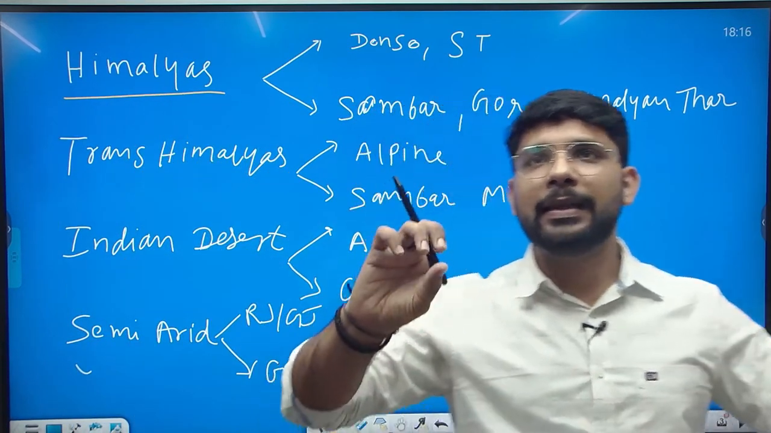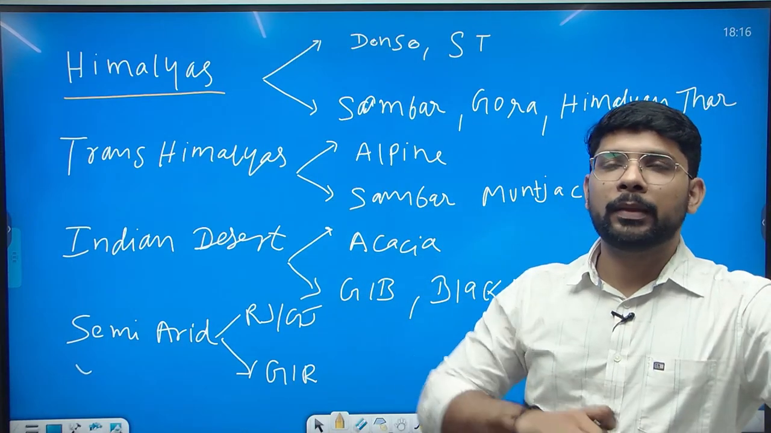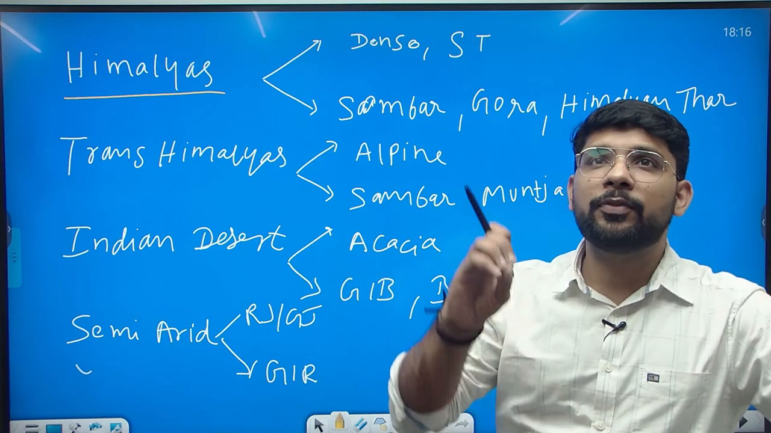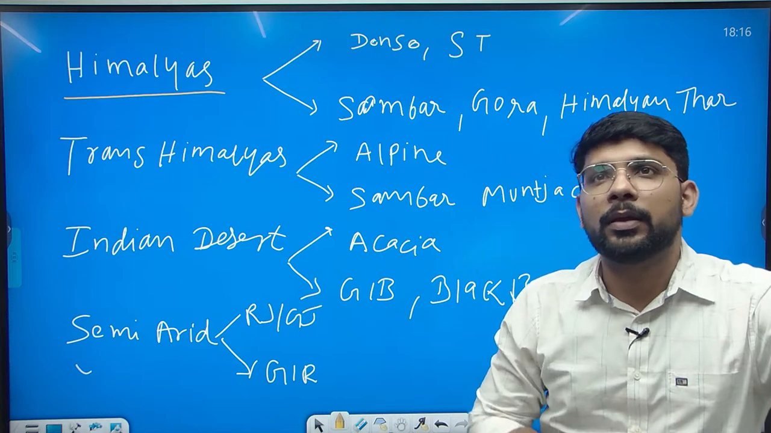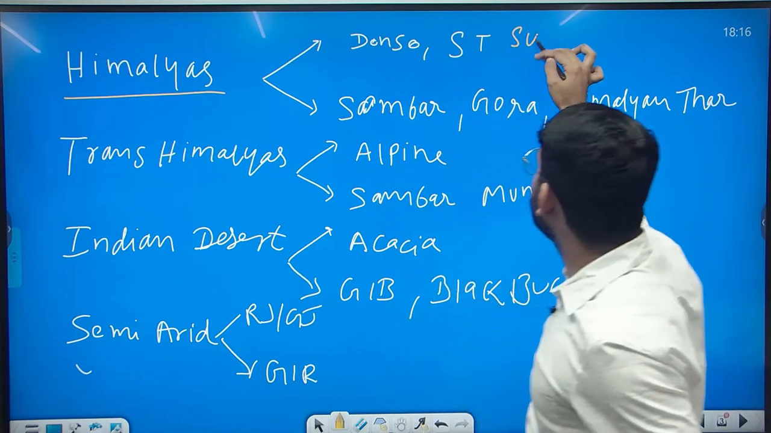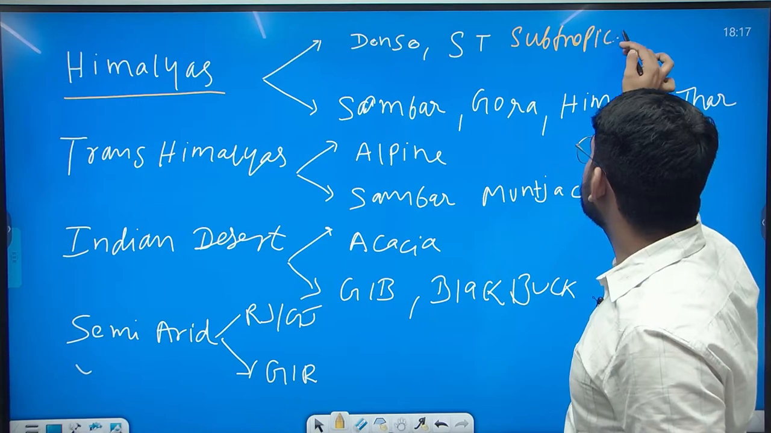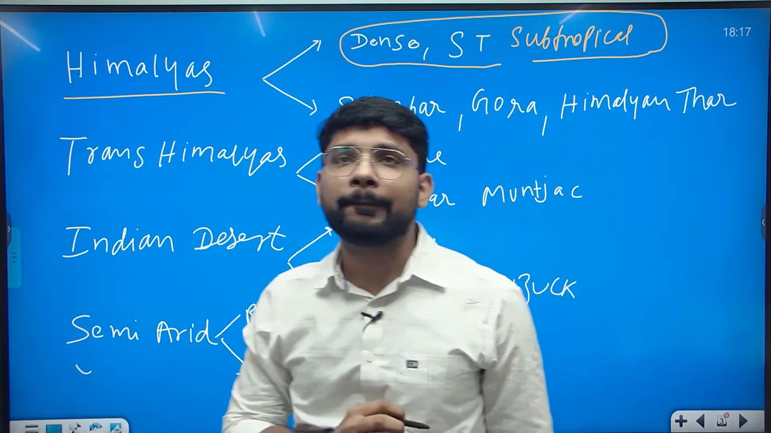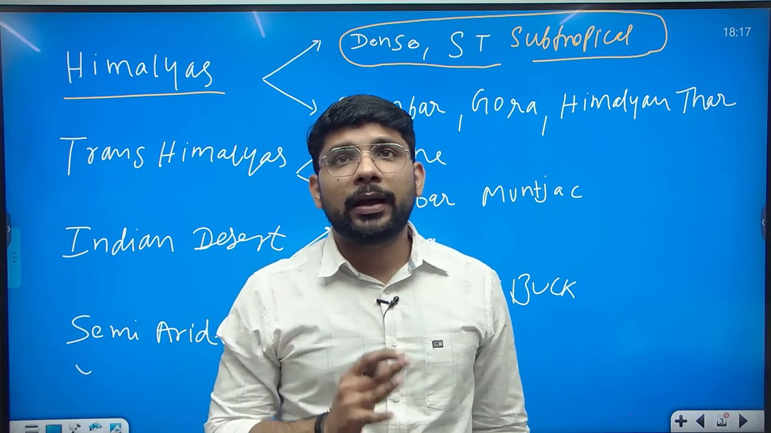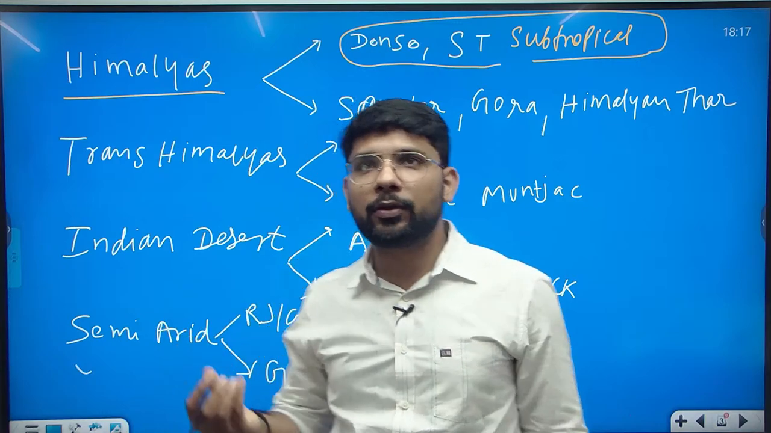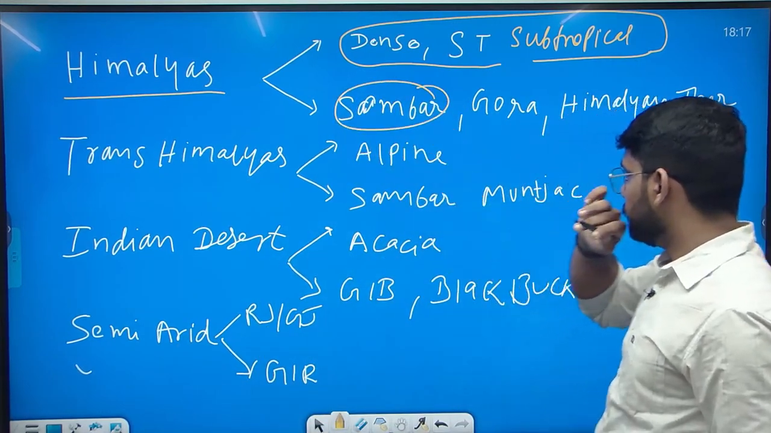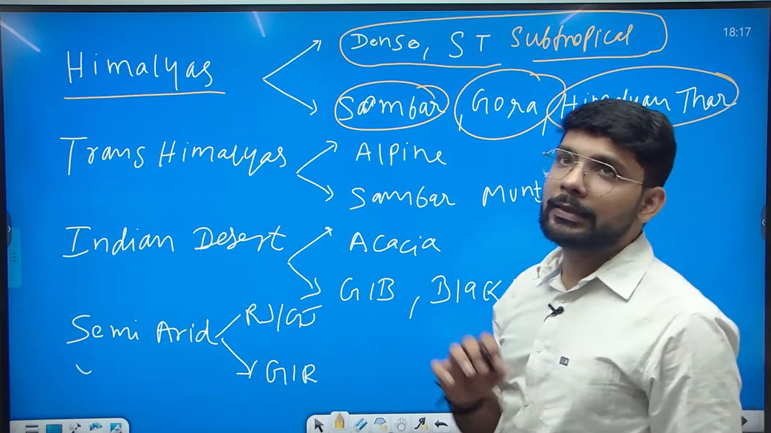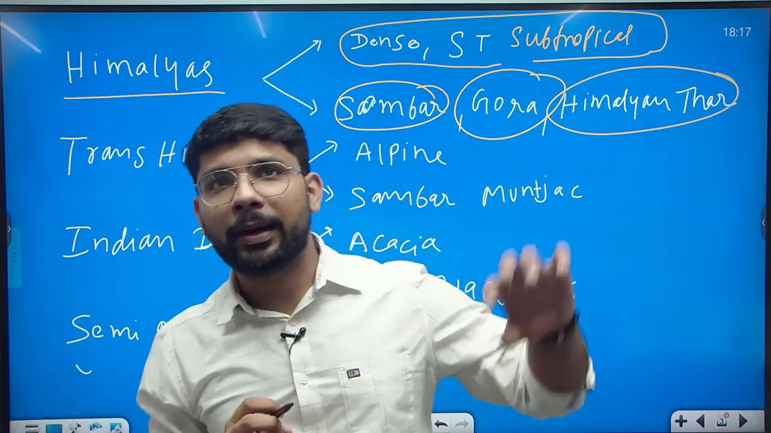Everybody knows in the Himalaya there is high rain, and so the flora there specifically is a dense forest, dense subtropical forest you will find in the Himalayan region. So these kinds of flora, and which kind of fauna, that depends on the flora also. So the sambar, Himalayan thar and the goral species, these are the species you can find in the Himalayan region.